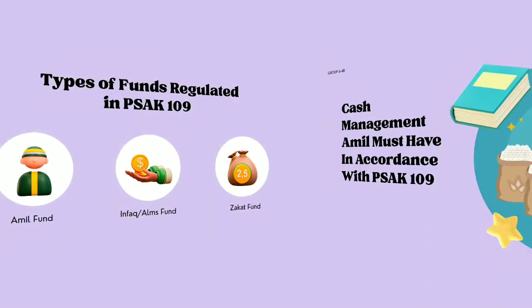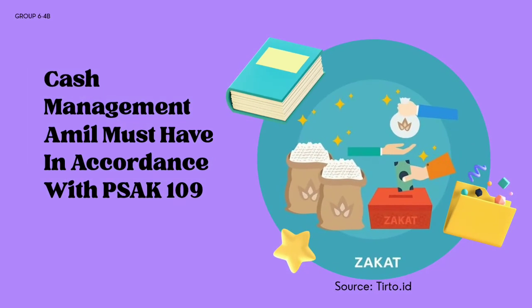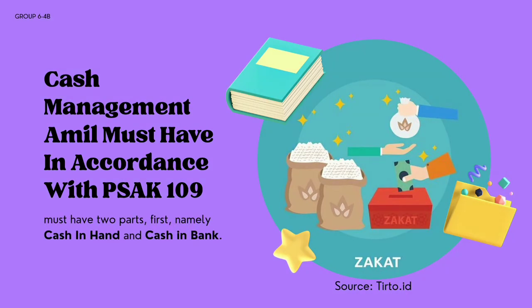Topic number 8 is cash management Amil must have in accordance with PSAK number 109. Cash management managed by Amil must have two parts. First, namely cash in hand consisting of zakat cash, alms fund cash, waqf cash, and Amil cash. The second is the cash in the bank, which consists of zakat accounts, infak accounts, waqf accounts, and Amil accounts.